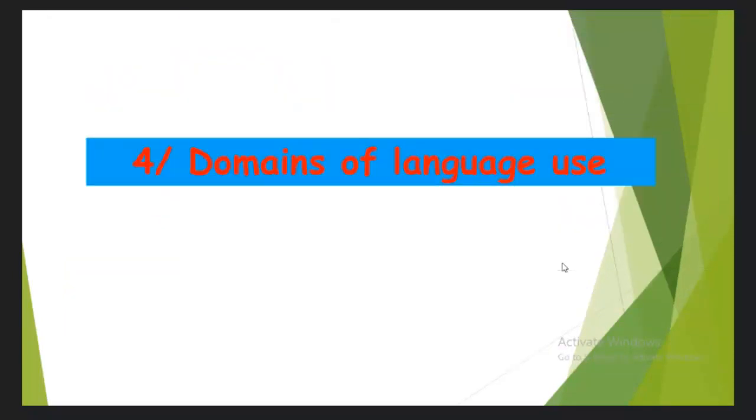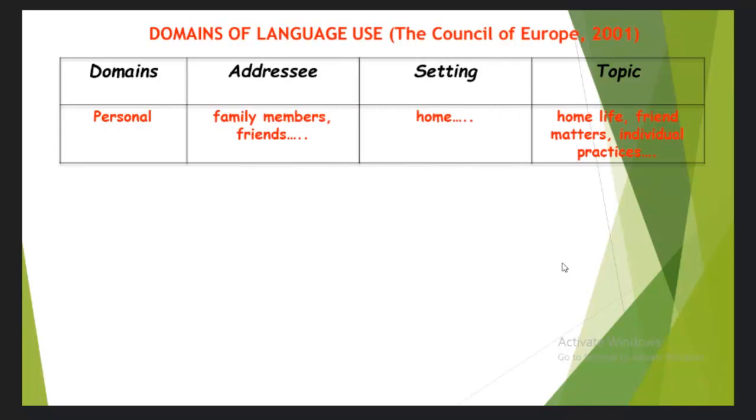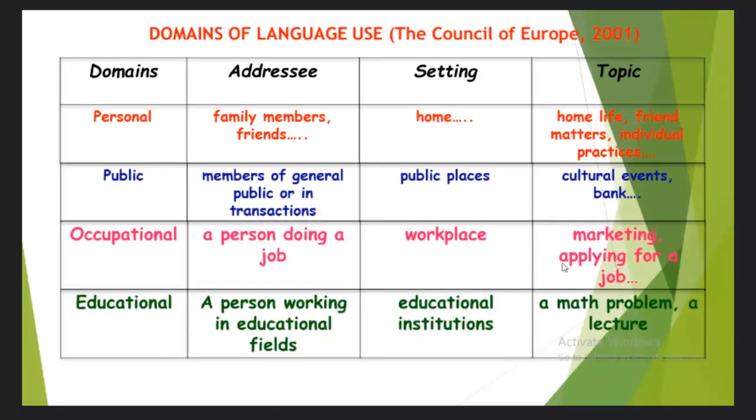The next part I want to mention is domains of language use. It is defined by the Council of Europe in 2001. There are 4 domains here: the personal domain, the second one public, next one occupational, and the last one educational. What I want to emphasize here is that for each domain of language, the characteristics of the words, the setting, or the topic related to the domain are different.